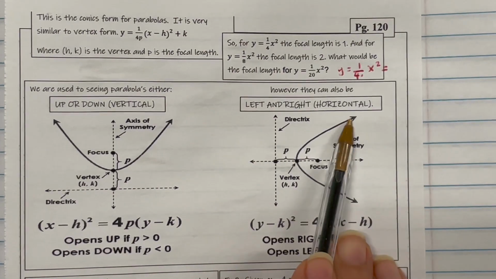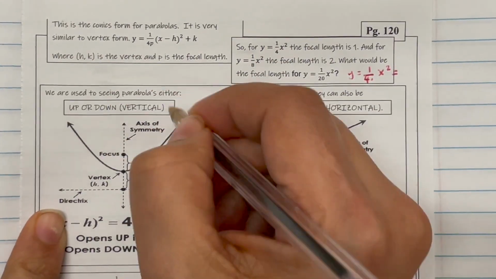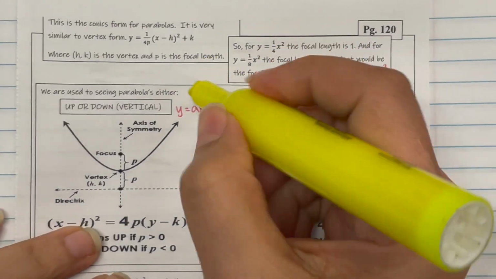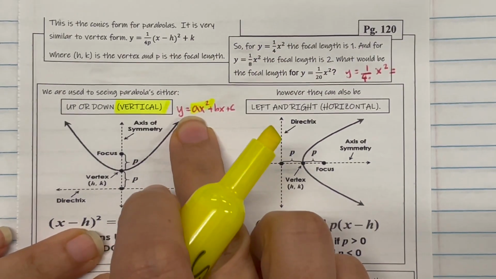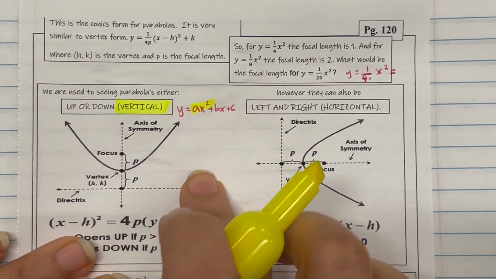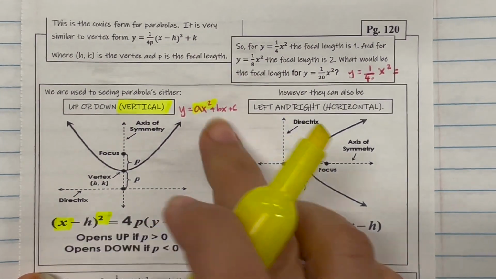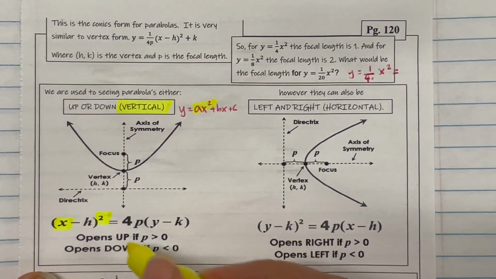All right, so you're used to seeing vertical parabolas, but we're also going to look at horizontal. So let's look at the vertical, the one you're used to. This is an equation in standard form. Notice the squared term goes with x. So x squared is vertical because that's what we're used to seeing. If I look at this general form, I can see that my x is squared, so that means it's going to be a vertical one.